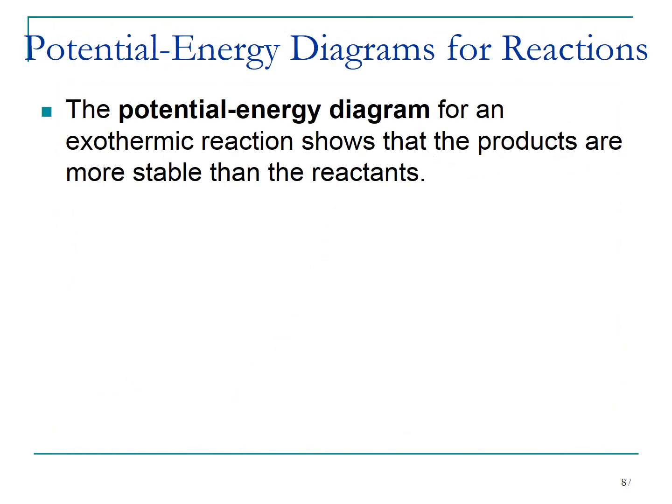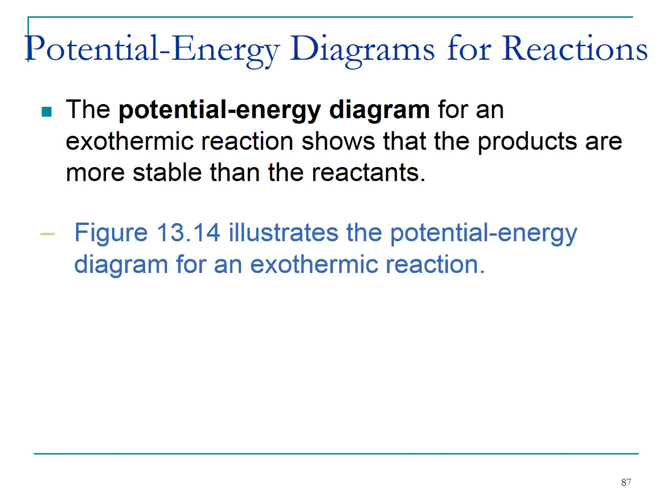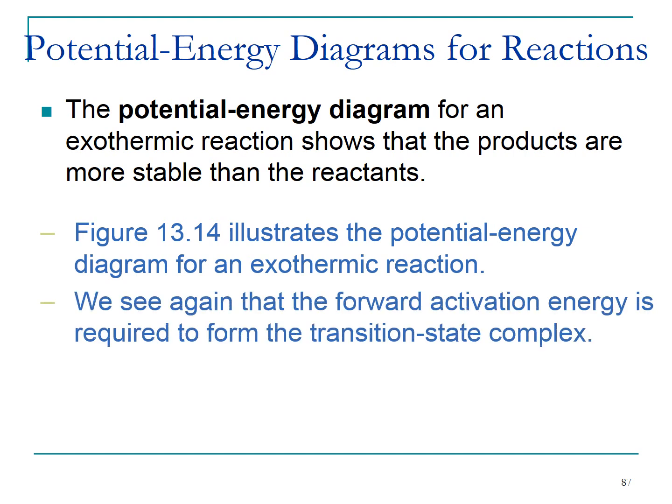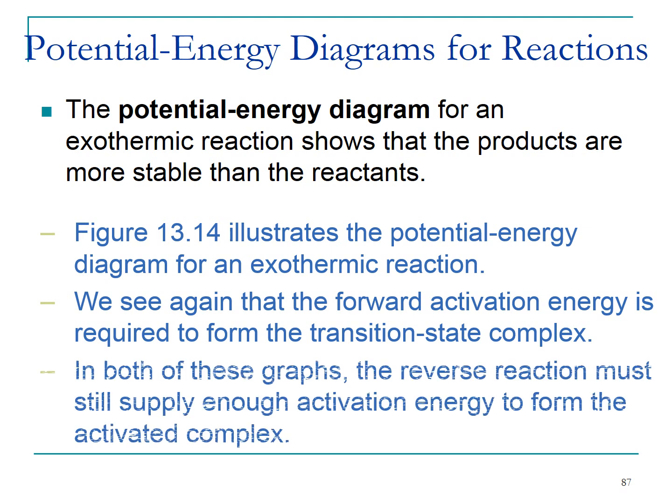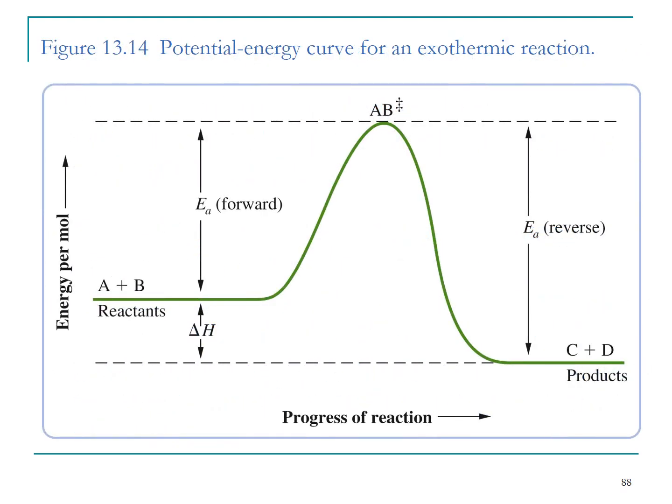All right, so an exothermic reaction, as I said, shows that the products are lower in energy than the reactants. And so the next illustration will show an exothermic reaction. And again, if it's exothermic, the forward activation energy is always from the reactants up to the transition state complex. All right, so this is an exothermic graph.